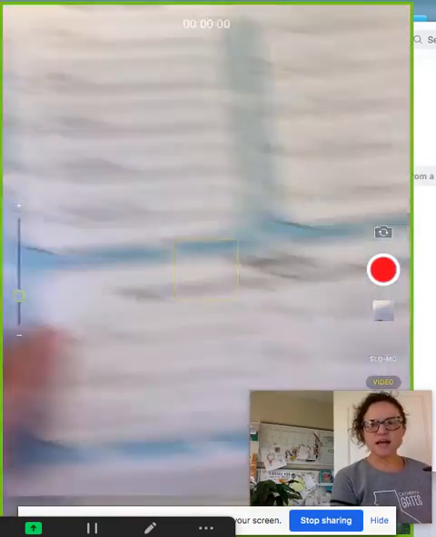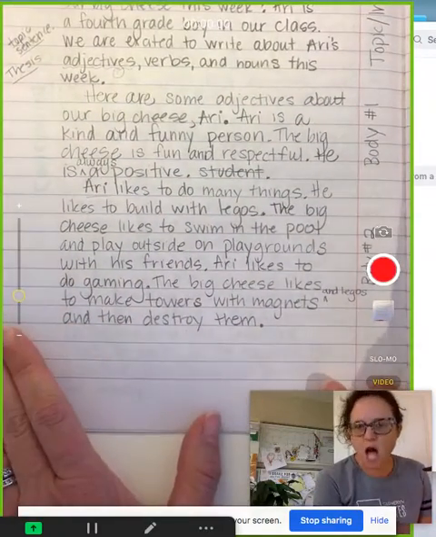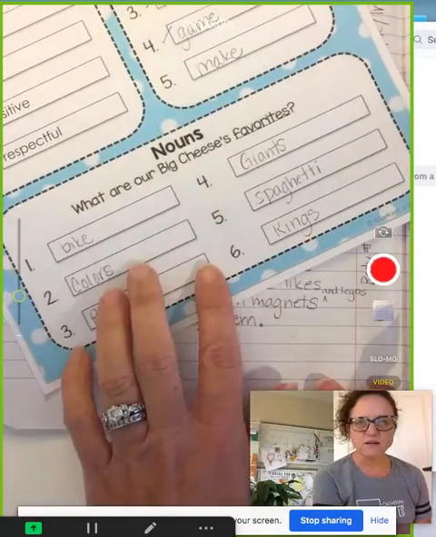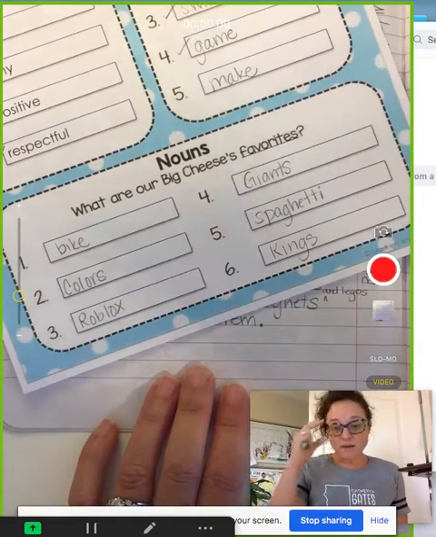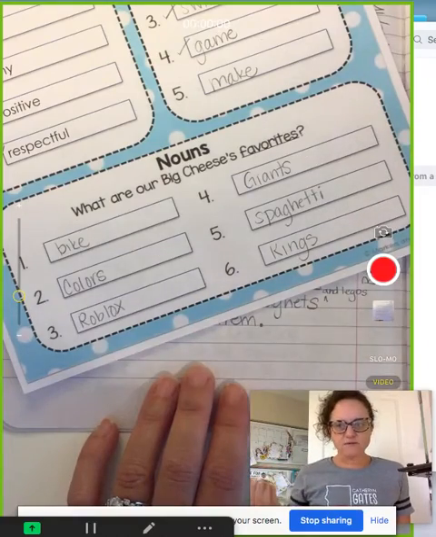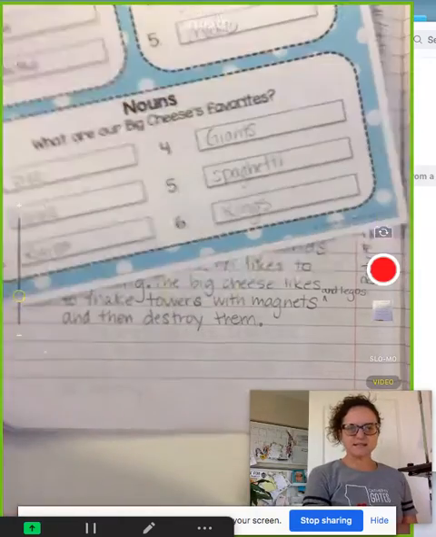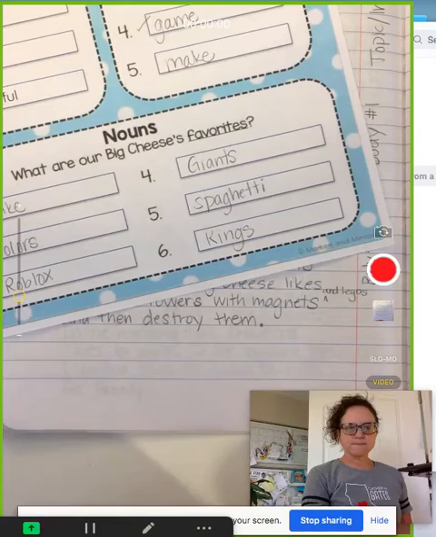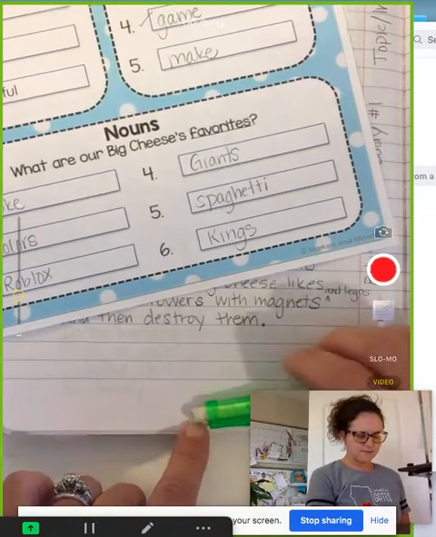So just like these other body paragraphs, we're going to start this body paragraph with a topic sentence. So we don't want to start by giving one of these details. We want to remind the reader that they're going to be reading about the things that Ari likes or the noun. So I'm going to give you a moment to think about what would be a good topic sentence, a first sentence for our paragraph. What would be a good topic sentence?